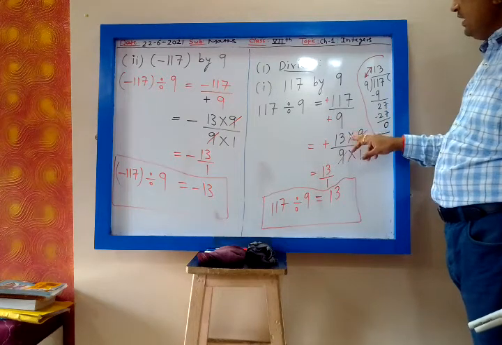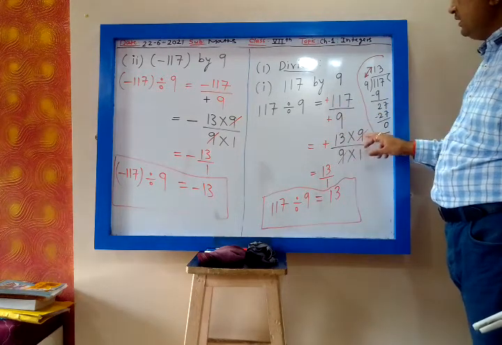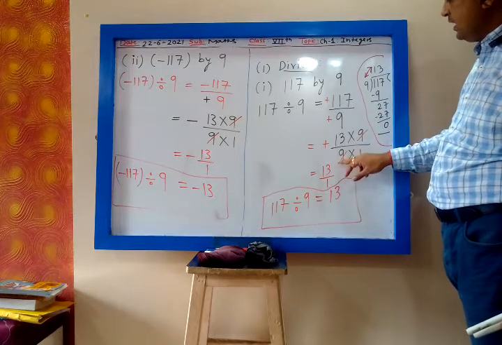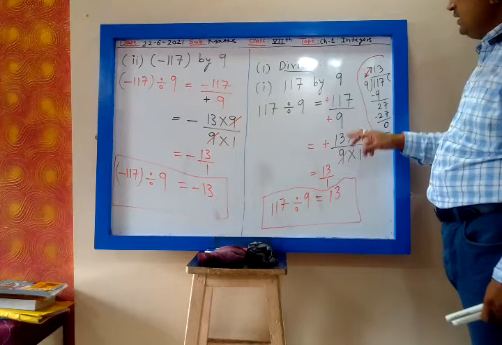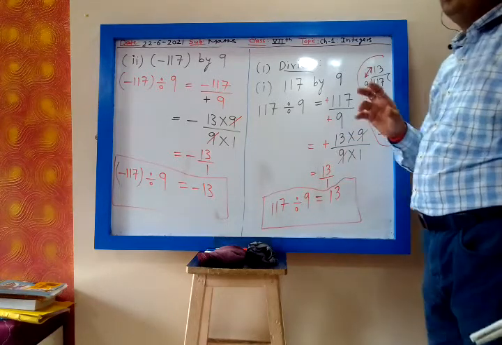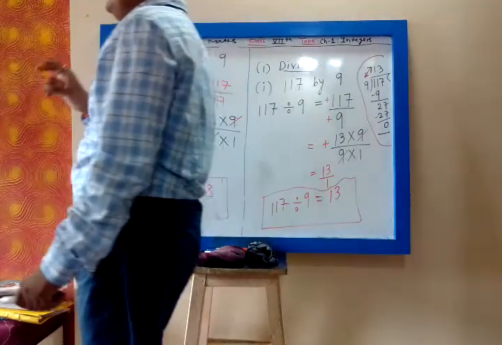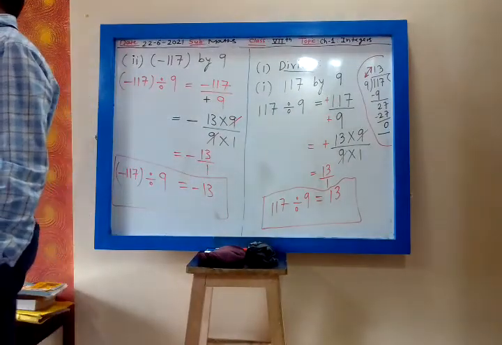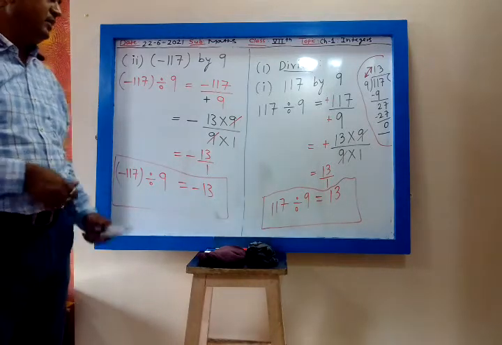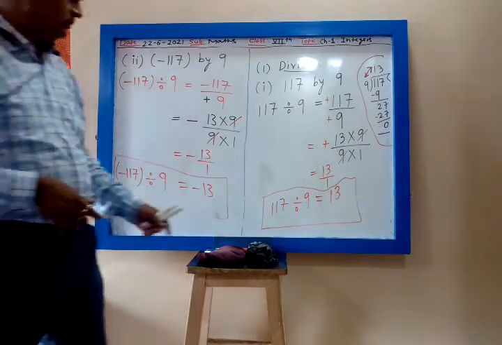If I write 117 as 9 into 13, 9 is there in the numerator, 9 is there in the denominator, that can be cancelled. So what is left? 13 upon 1. 13 upon 1 is same as 13. We have written 117 as 13 into 9 so that I can cancel the common term of numerator and denominator. That's all. Understood?